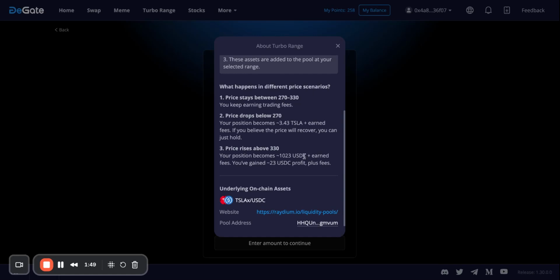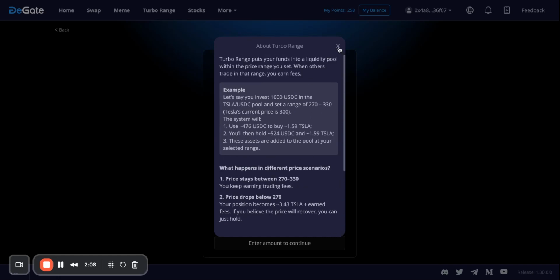If the price rises above 330, or the higher bar, you make a profit in USDC and any fees that you have. And this represents some of the underlying assets that you can look at with Tesla X stocks. So let's go into it without further ado.